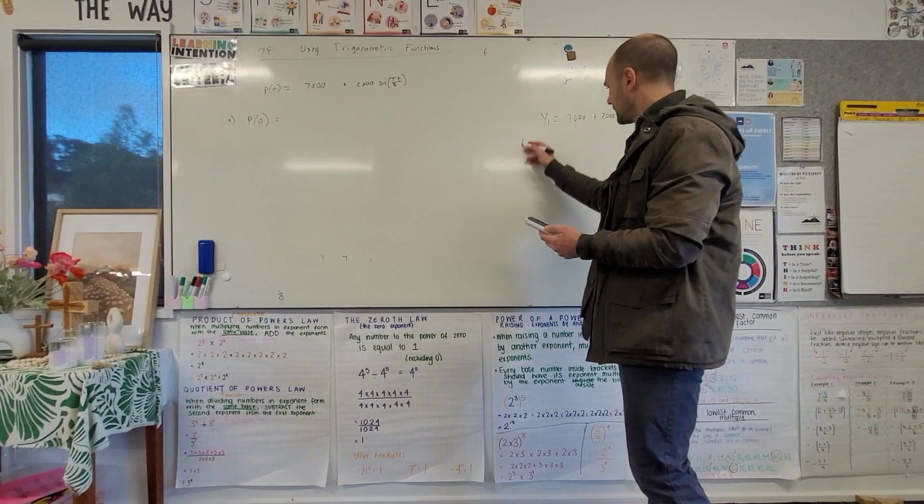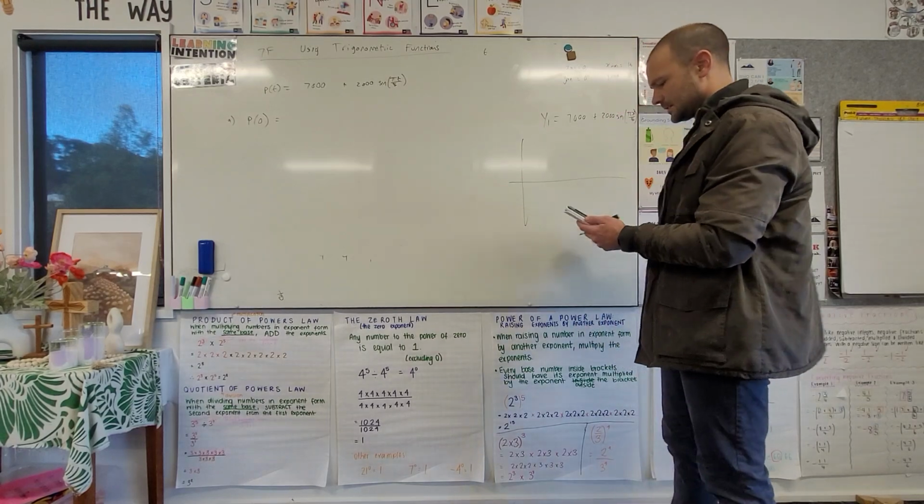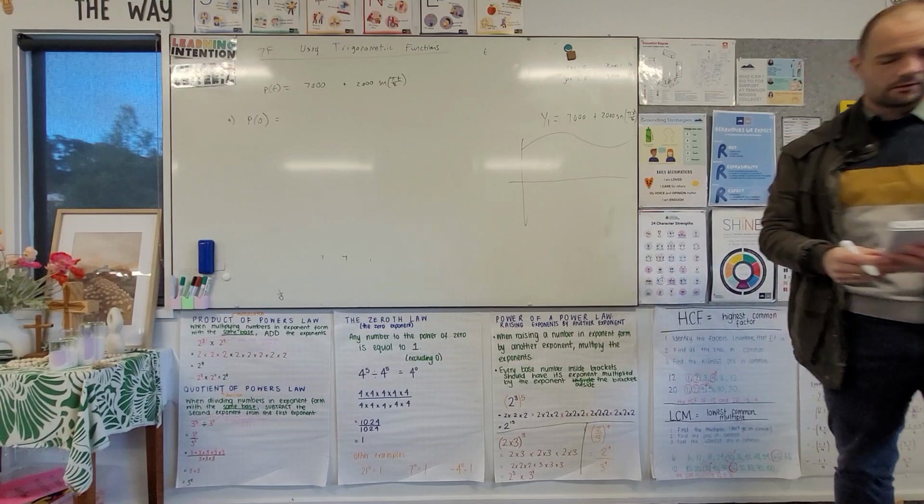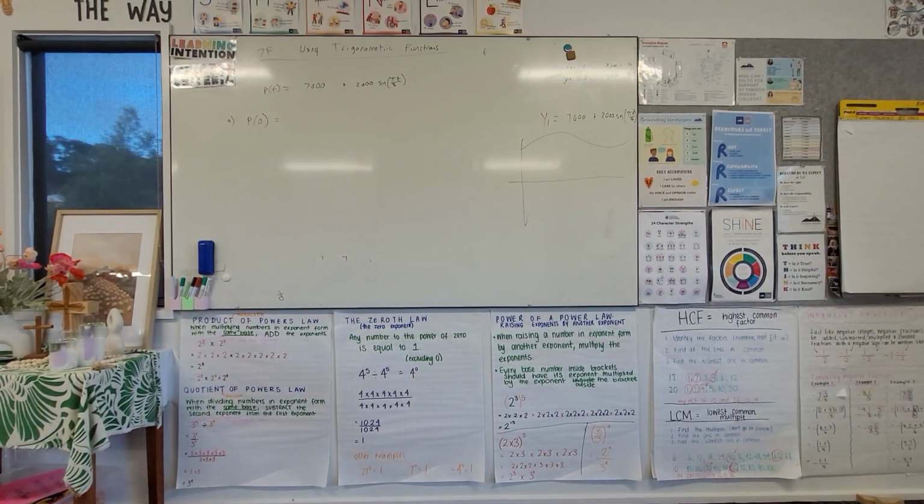And so what that's looking like for me is just up here, and it's just one wavelength of the population of mosquitoes. Everyone got that? All right, any issues now?